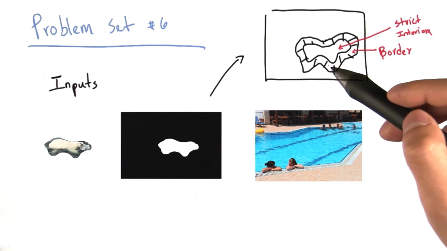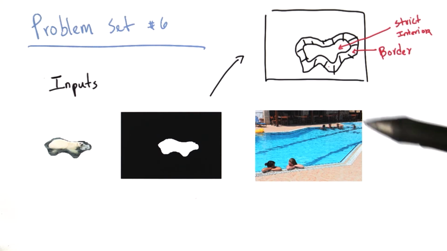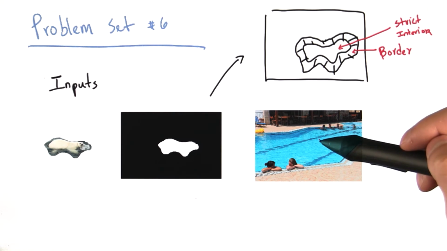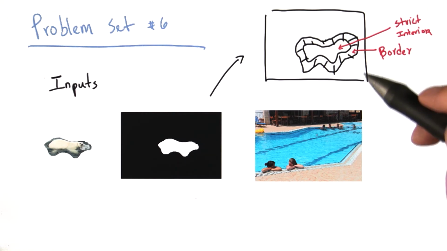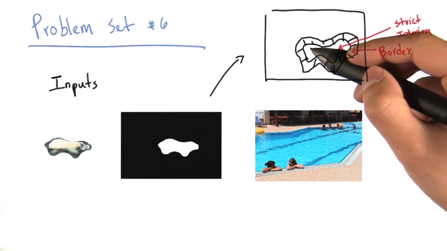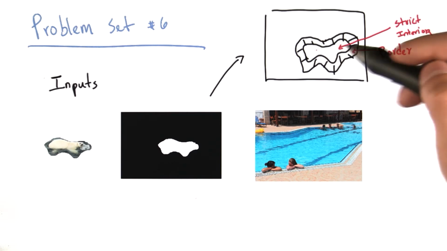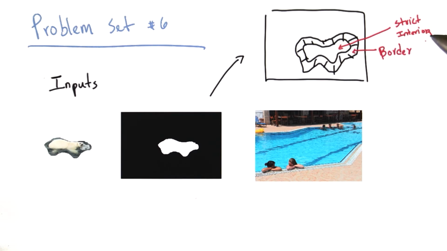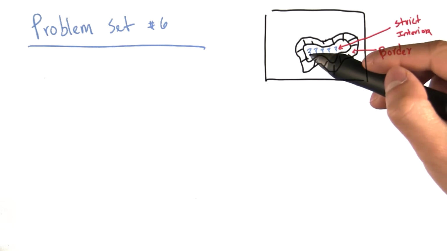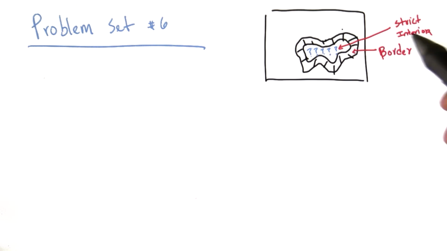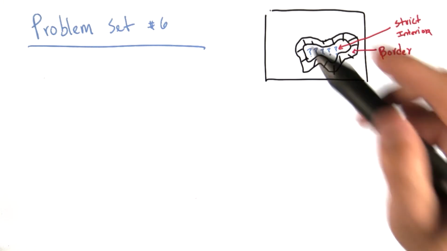To do this, we hardcode the values on the inside border of the mask region to be the same as the target image. Then, what we do is solve for the unknown pixel values in the strict interior of the mask region. So how do we find these unknown pixel values in the strict interior portion of the mask image? We can do that as follows.